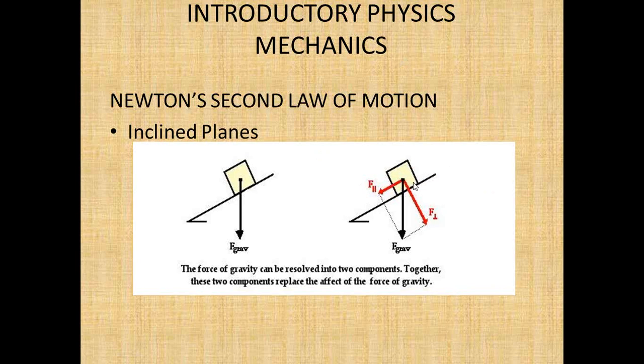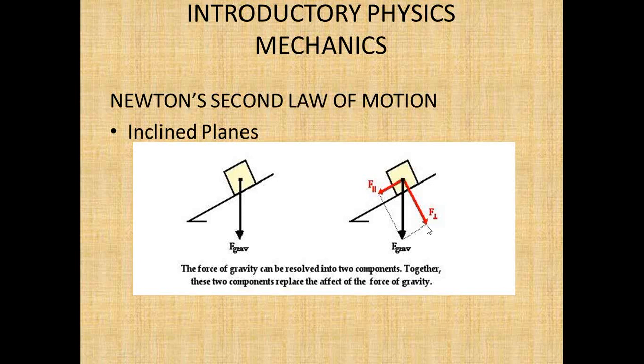All we do is we use the force of gravity, and then we construct a 90 degree triangle, making the force due to gravity the hypotenuse of that right angle triangle. And when you do that, you construct a 90 degree triangle, using the force due to gravity as the hypotenuse.